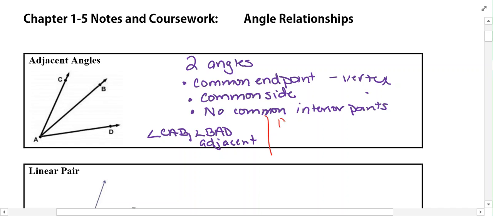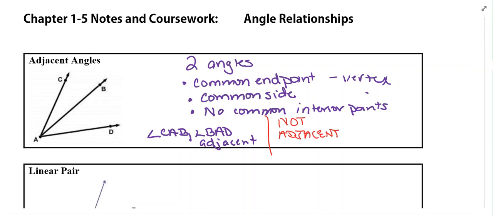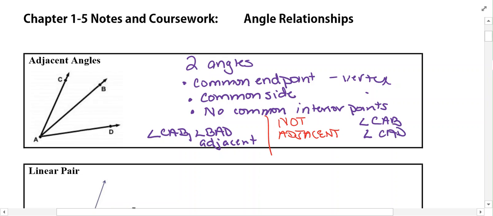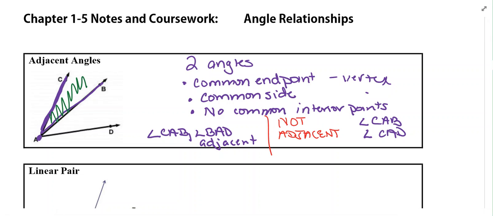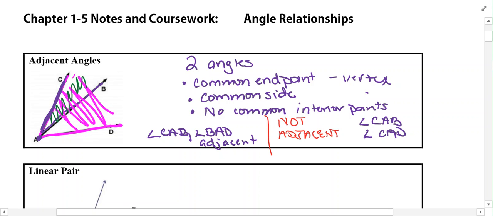To look at an example of one that is not adjacent, so here we'll make sure that we say this is not adjacent. Let's look at angle CAB and angle CAD. They do share a common vertex, which is A. They both share this common side, which is CA. We're looking at CAB, which is this angle here, and then angle CAD, which is this angle here. And they do have overlap. They share interior points right in this area here. So they are not adjacent.